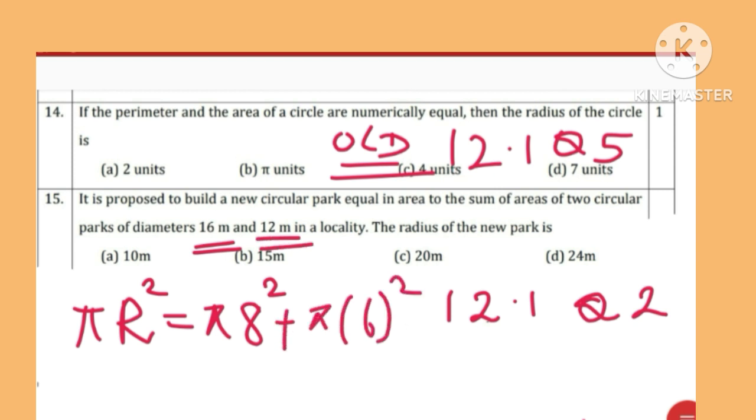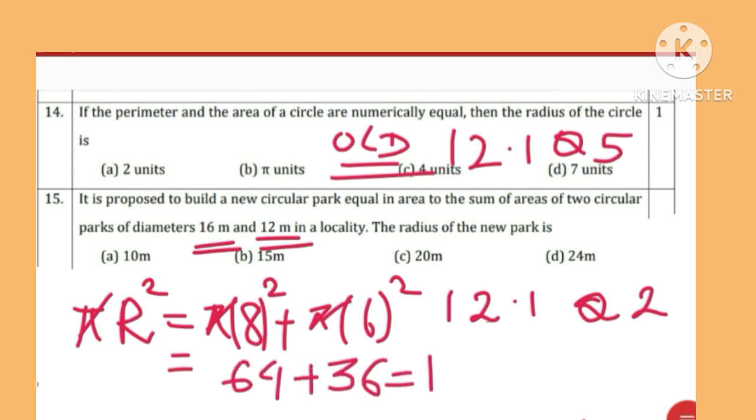as diameter is 12. और जैसा मैंने आपको वीडियो के फर्स्ट क्वेश्चन में कहा था, हर चीज़ लिखनी नहीं है कि आप 16 डिवाइडेड बाई 2 8 शो करें, 12 डिवाइडेड बाई 2 6 शो करें. नो नीड. Now pi gets cancelled throughout, but don't cancel squares, it will be wrong. Okay, this gives you 64 plus 36, that is 100. So clearly r comes out to be 10. So A is the right answer.